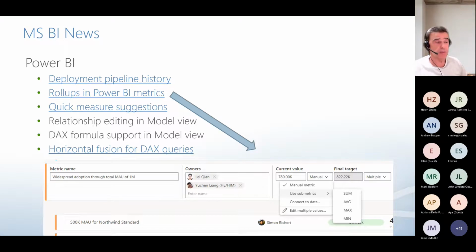Quick measures. I'm going to do a little bit of a demo of that feature. DAX is difficult to learn. It takes quite a bit of experimenting, frustration, and so forth. So hopefully this feature will make it a little bit easier, but I'm going to show that in a moment. Relationship editing in model view and DAX formula support.